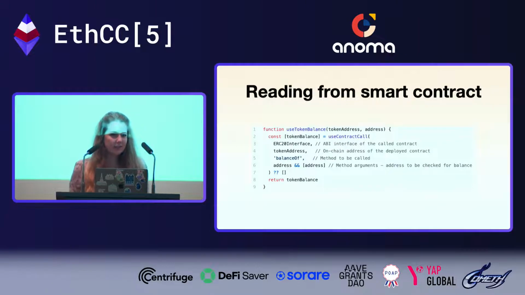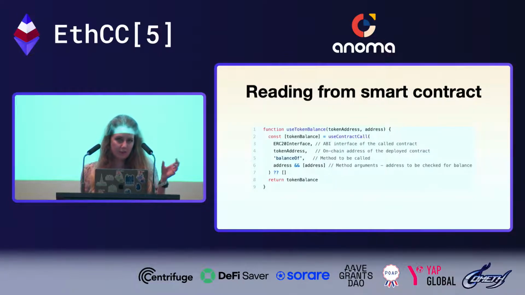So let's talk about reading from smart contracts, because we won't only check the Ether balance. We need to call contracts, right? In this case, we have an example of how to use the useContractCall function, which is another helper we provided. It's a probably well-known ERC token balance check. We need to provide the interface of the contract, then the contract address, the name of the function we would like to call, and then any additional parameters we have.